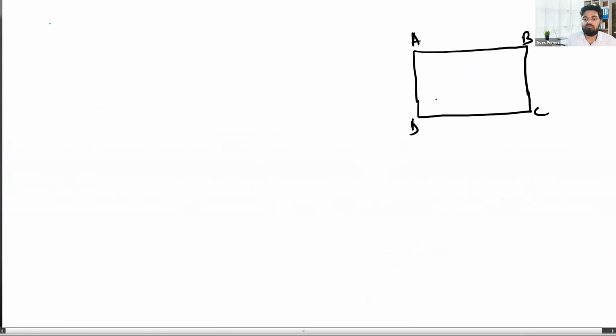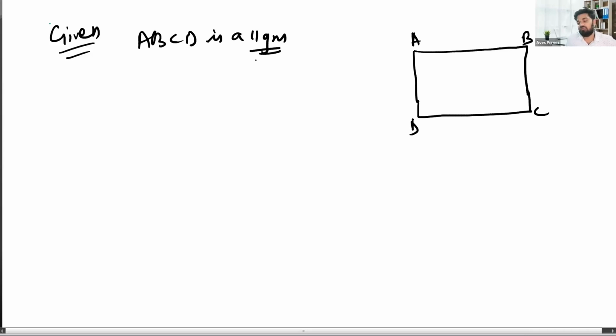So if it is given that the diagonals of a parallelogram are equal, ABCD. Okay. So what is being given to you? That ABCD is a parallelogram. So what are the characteristics or features of a parallelogram?